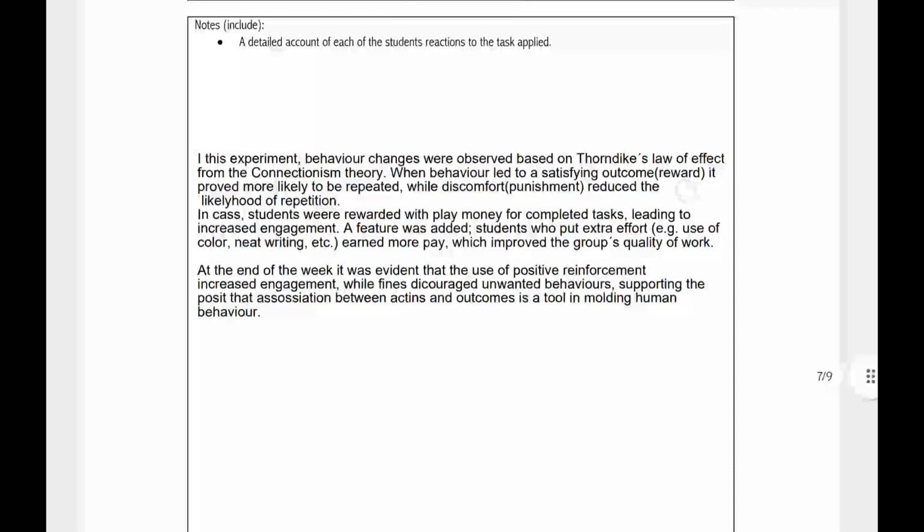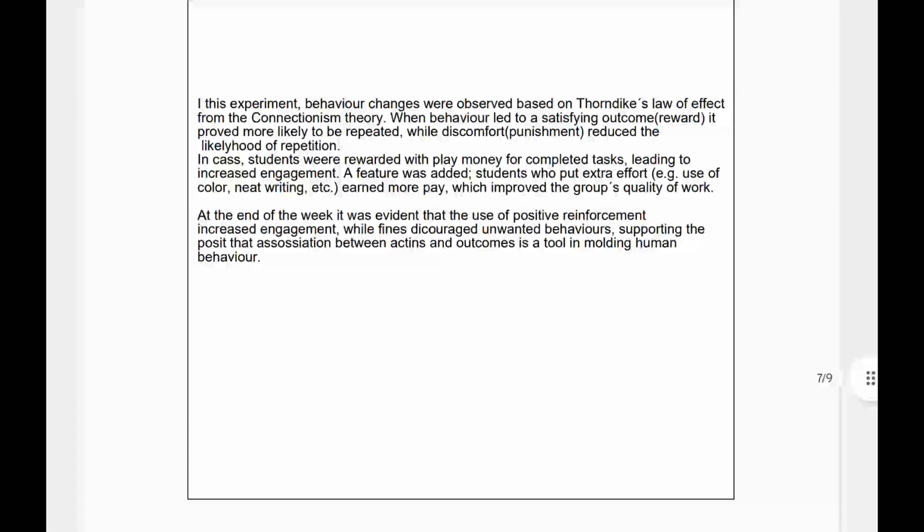So in class, students were rewarded with play money to complete tasks, leading to increased engagement. A feature was added. Students who put extra effort, like coloring or neatly writing or decorating a card well, earned more pay. This improved the group's quality of work. This was carried out for a week. At the end of the week, it was evident that the use of positive reinforcement increased engagement, while fines discouraged unwanted behaviors, supporting the idea that associations between actions and outcomes are a tool in molding human behavior.